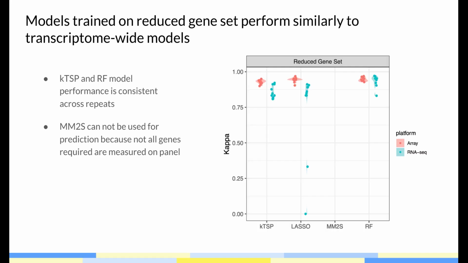We found that the models trained on the reduced gene set performed similarly well to the transcriptome-wide models. For KTSP and random forest, again the performance remained consistent and high across repeats. It appears that KTSP and random forest are flexible to handle different gene sets, whereas lasso and MM2S do not work as well because there's access to a different set of genes while training the model, and now the test data set has a totally different set of genes.